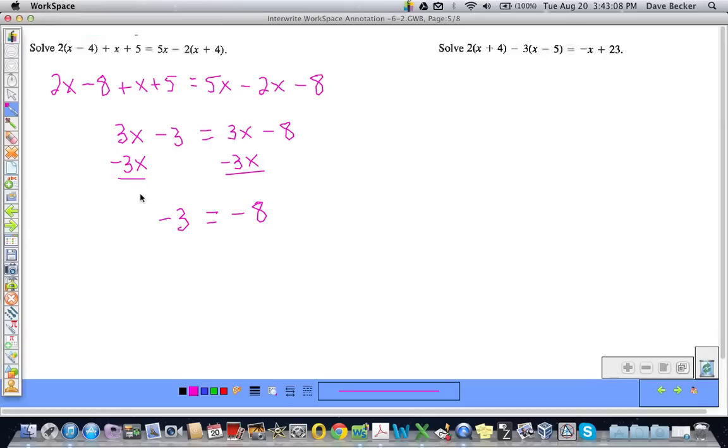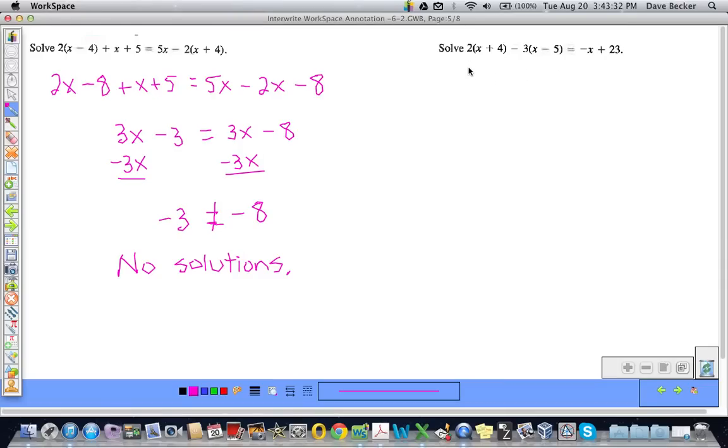But wait a second, I have no variables left, and I have something that does not make sense. Negative 3 does not equal negative 8. So whenever that happens, you have an equation that has no solutions. No solutions. Okay. Very similar looking equation.